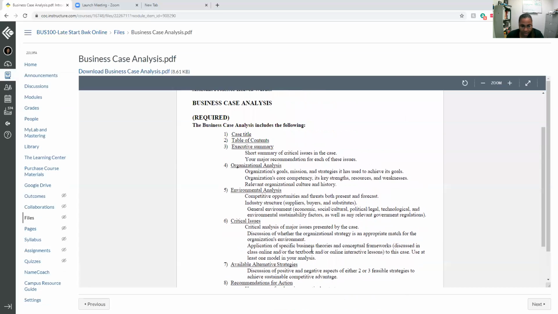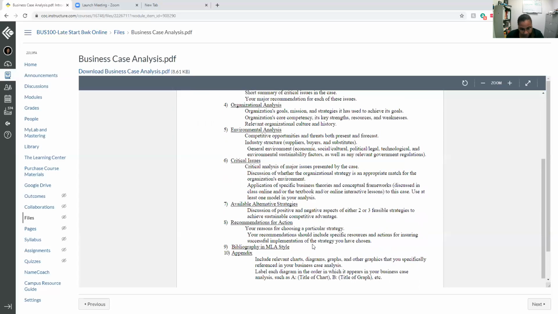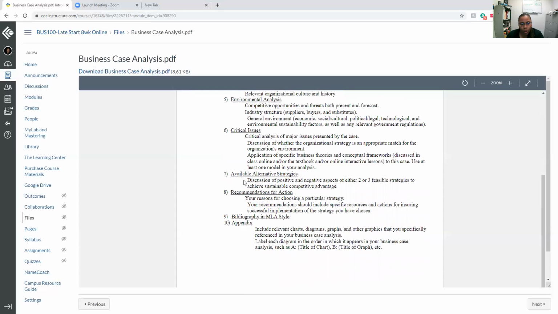It doesn't seem like a lot, but it can be, because I don't want you to give me fluff, repetitive, unnecessary wording, but I want you to be succinct and concise, but be thorough. I've studied these companies, so I know and expect some things to be in here. What alternative strategies have you and your group discussed? Discussion of positive and negative aspects of either 2 or 3 feasible strategies to achieve sustainable competitive advantage.